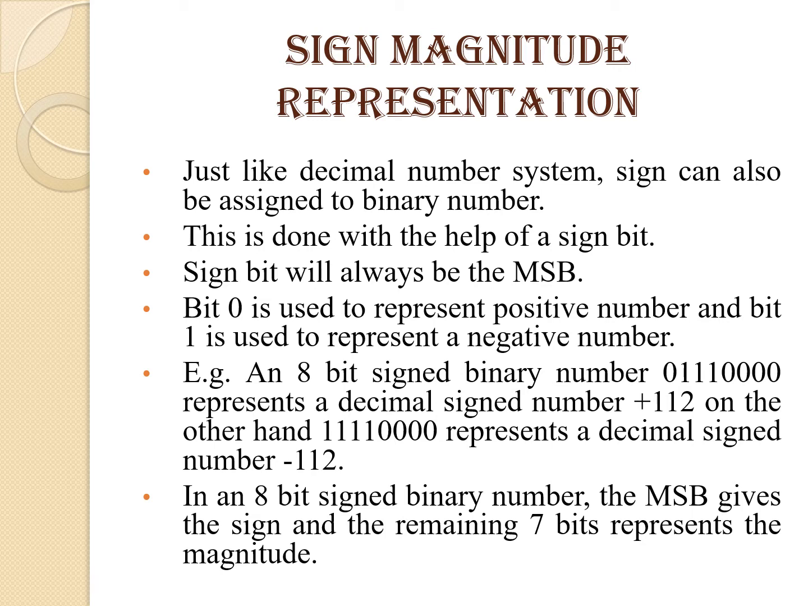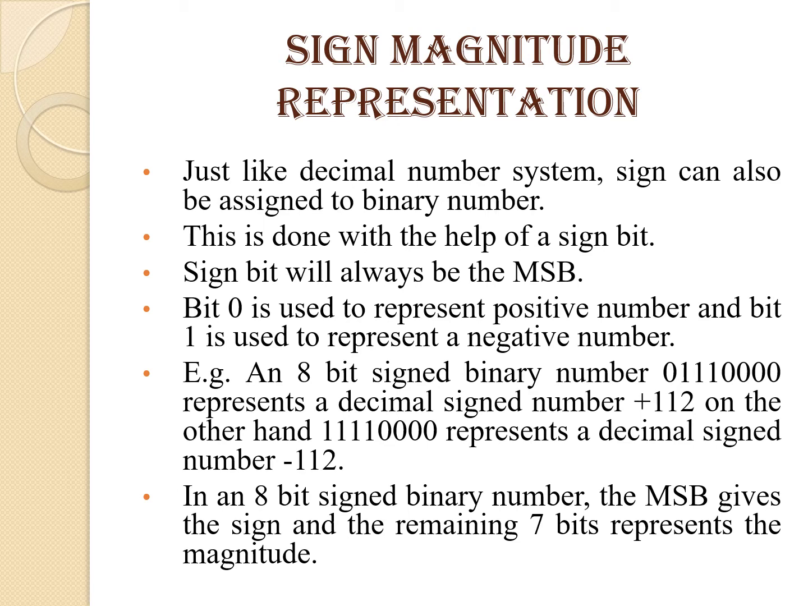Sign magnitude representation. Just like decimal number system, sign can also be assigned to binary number. This is done with the help of a sign bit. Sign bit will always be the MSB, that is most significant bit. Bit 0 is used to represent positive number and bit 1 is used to represent a negative number.